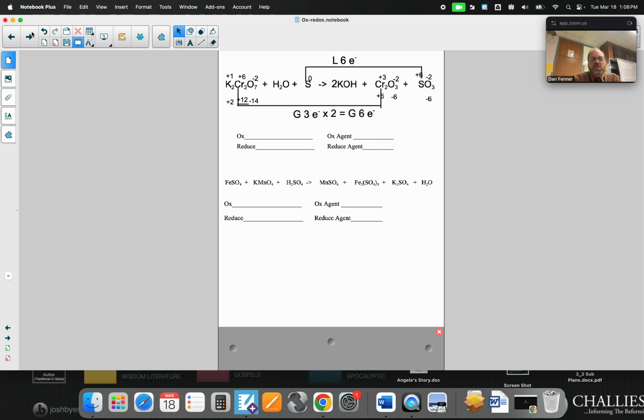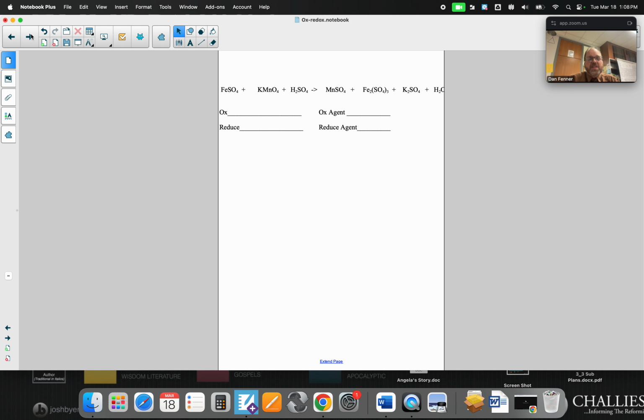That's balanced. So oxidation, which one's losing? Sulfur. Reduction, gaining, reducing agent, and sulfur. All right, now, that last one. This one is an incredibly fun one. I know, I'm a little sick and weird sometimes. But let's do this one. Let's do this one here.